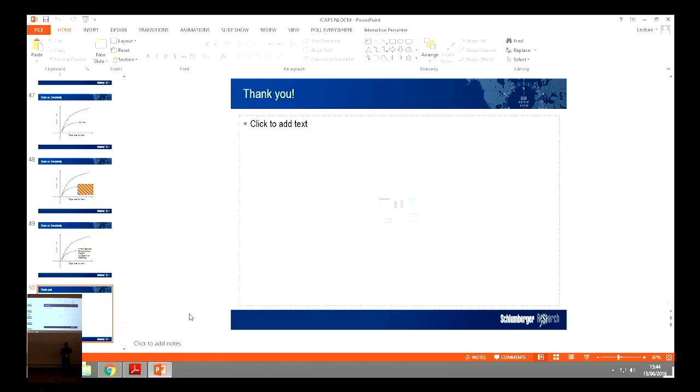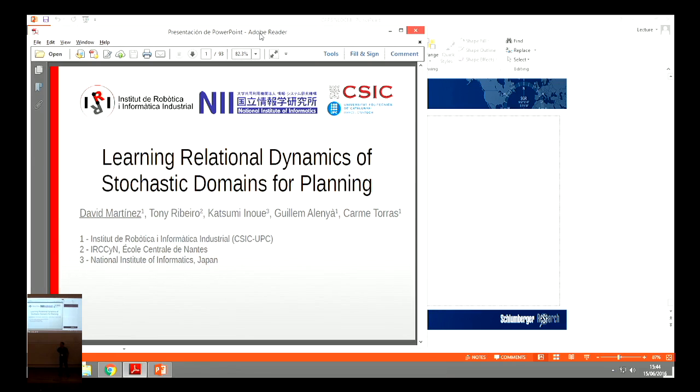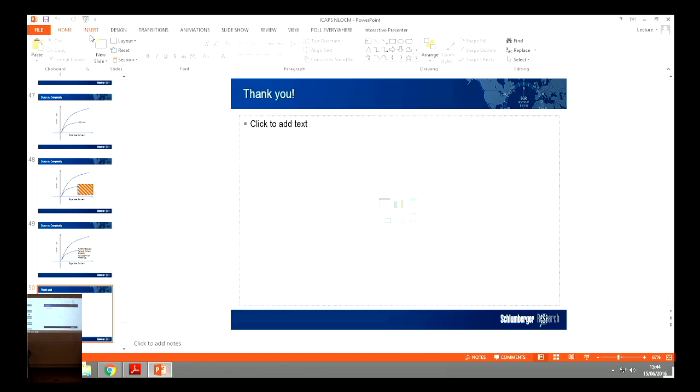Anybody else? How do you evaluate the generated domains? Suppose you have two different techniques. How can you say one is better than the other, considering the results? So for the action costs, it's easy, because we can just check the action costs are correct. For the rest of it, it's more difficult.